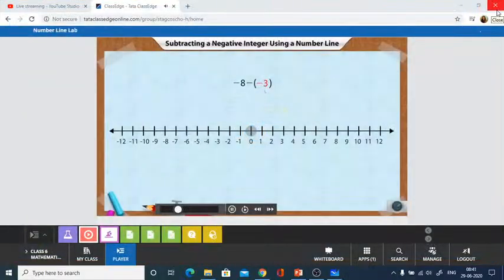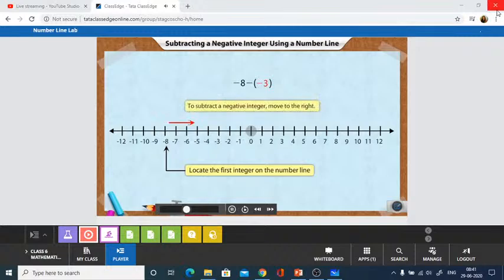To subtract a negative integer using a number line, locate the first integer on the number line. This integer can be positive, negative, or even 0. Then, to subtract the negative integer, move to the right on the number line from the first integer. So can you see here, since it has two negative signs outside and inside the bracket, this is equivalent to minus 8 plus 3.